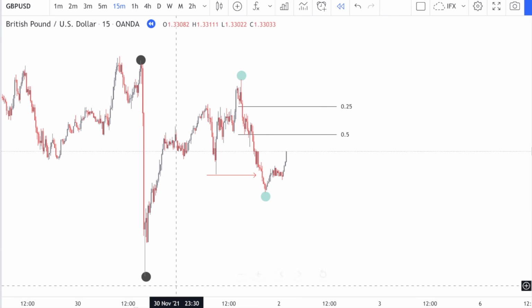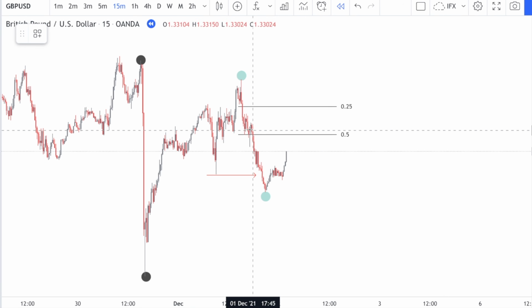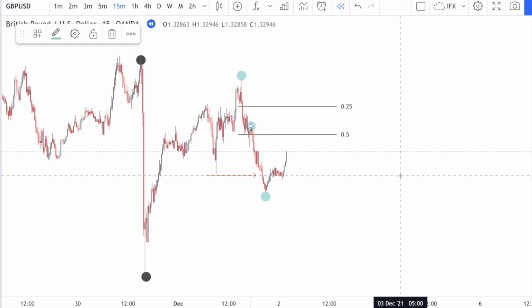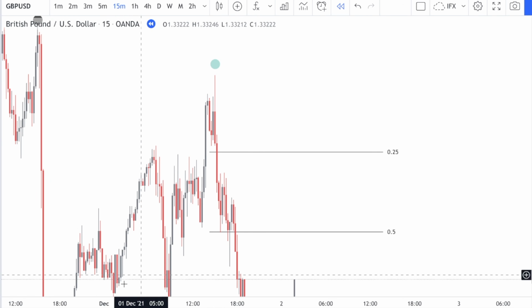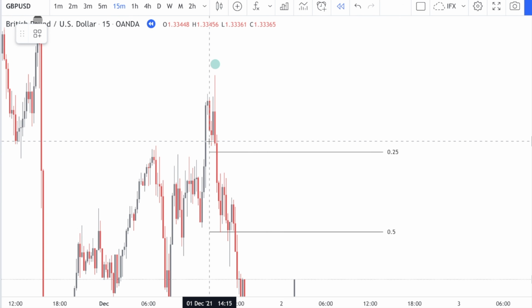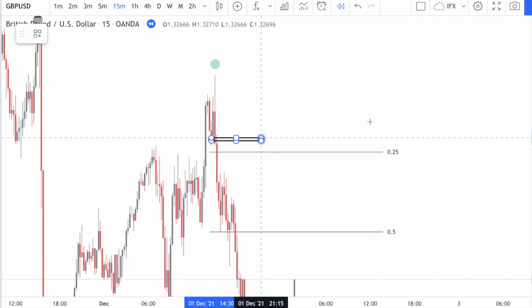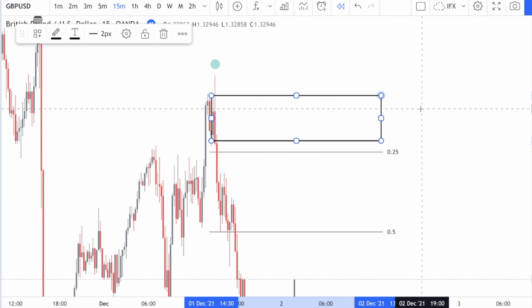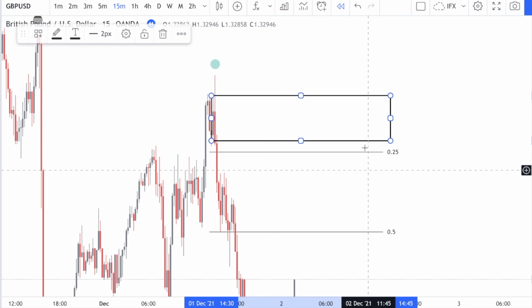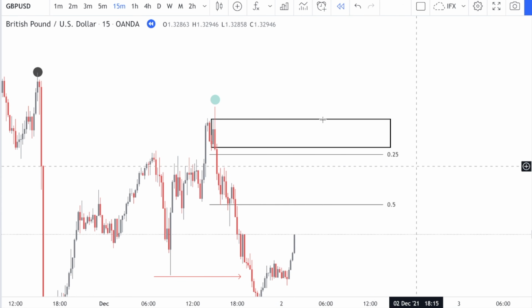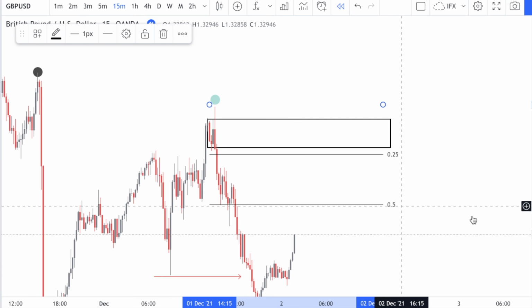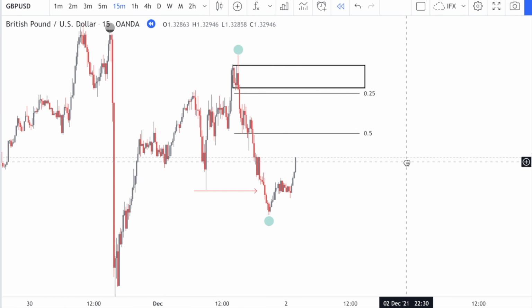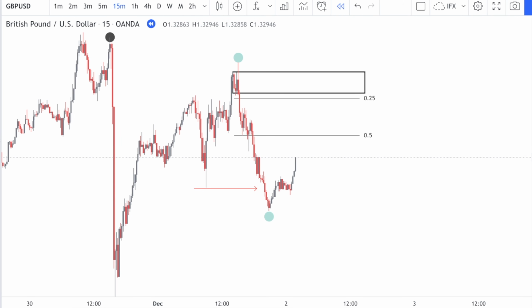Okay, so what we need to understand is taking a sell from here is completely valid, completely reasonable, because price is well priced. However, if you look at it a bit more closely, we can see that at this level we still have imbalance left, and this is above our 25% zone. So at this point we know that price is really well priced. Let's see what happens. Let's have a short position here.